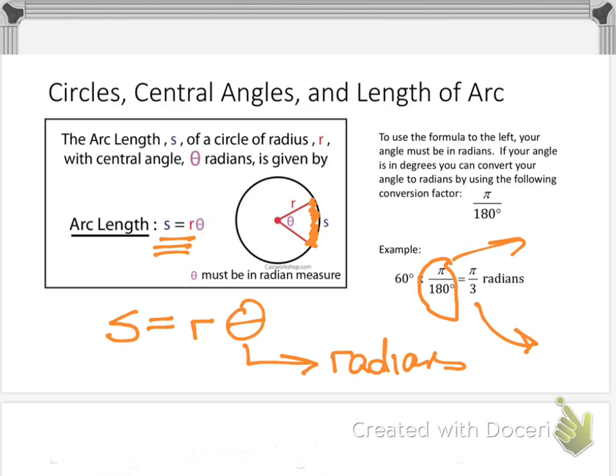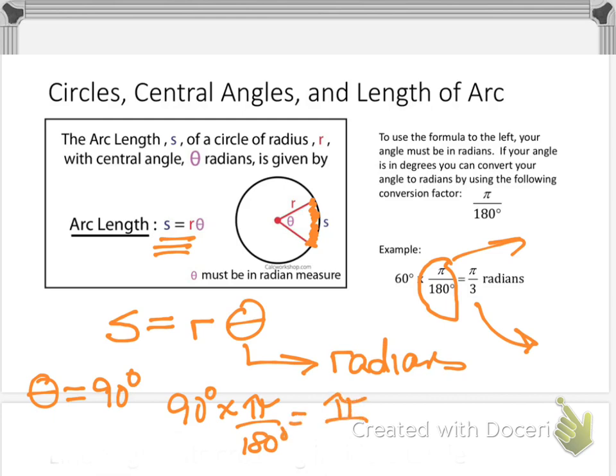So for example, what if I said that theta equals 90 degrees? 90 degrees times pi over 180 gives me pi over 2. So pi over 2 is the radian measurement.